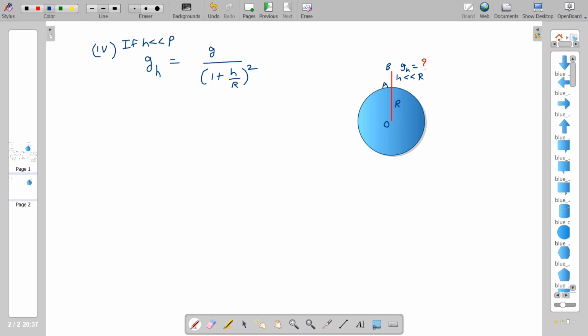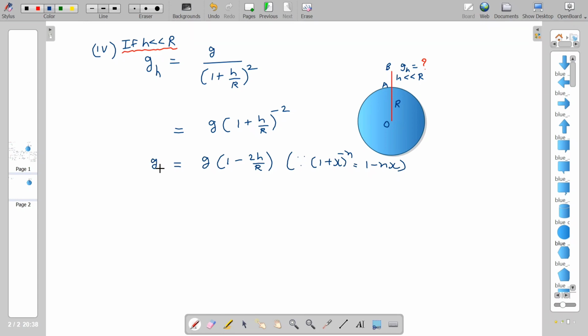Okay, if h is much less than R, then what about g at height h? I will move this (1 + h/R) square to the numerator, then I will get g(1 + h/R) to the power minus 2. Then from binomial expansion I can write this as 1 minus 2h/R. How did it come? Since we know from binomial expansion (1 + x) to the power minus n means 1 minus nx. Then we got g at a height h, if h is much less than R, that is g(1 − 2h/R).